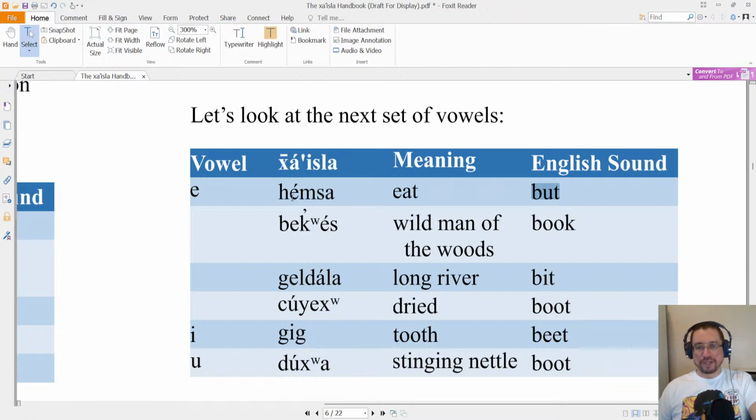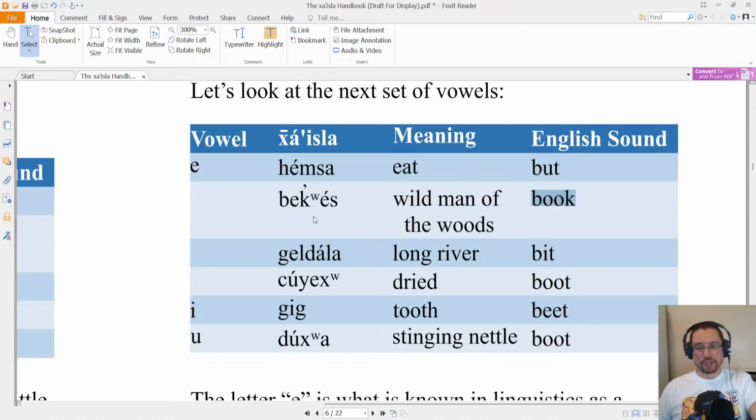So this E sounds like the u in but. Hamsa. But. The next sound that is made by the letter E is like in the word bukwus. Bukwus, which means wild man of the woods. And it sounds like the u in book, the English word book. Bukwus, book.